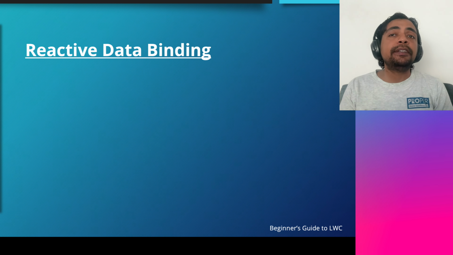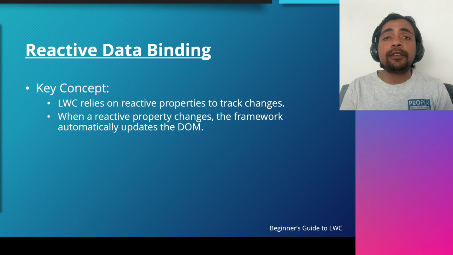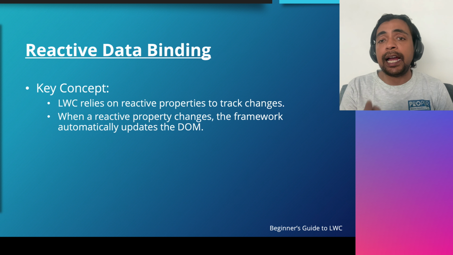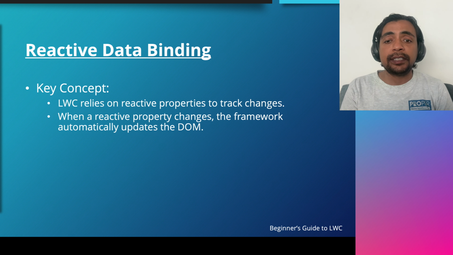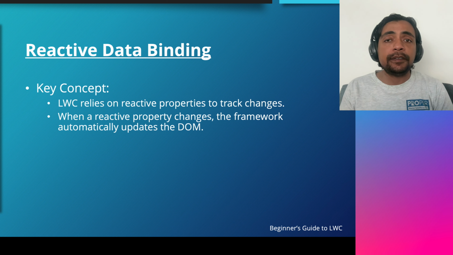Now, what is reactive data binding? The key concept behind reactive data binding is that LWC relies on reactive properties to track changes. In the beginning of LWC, we used @track to make variables reactive so that any change made on the user interface can reflect on that variable, and the same applies vice versa. But now, by default, all the basic variables in LWC are reactive.